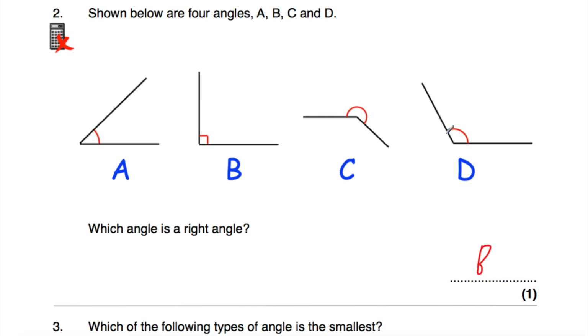And D is an obtuse angle. Now the question says, which angle is a right angle? As you can see here, especially with this little box showing it's a right angle, B is our right angle, that 90-degree angle. So that's it, our answer is angle B.